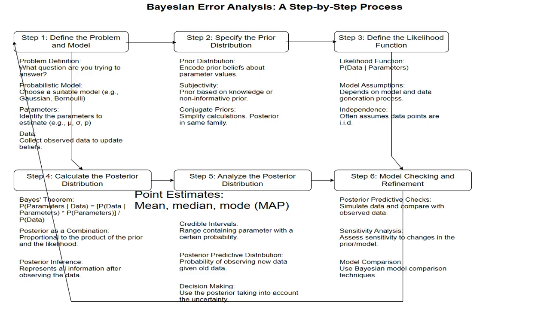Now, let's explore the posterior predictive distribution, which provides the probability of observing new data, given the data already seen. This is useful for forecasting or assessing how well the model generalizes to unseen data.